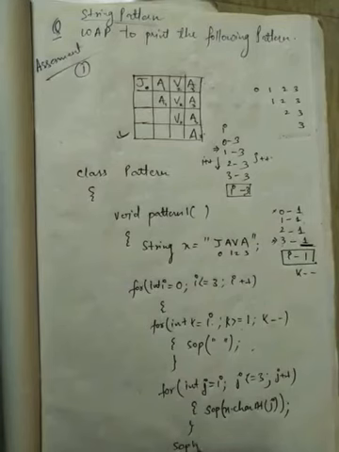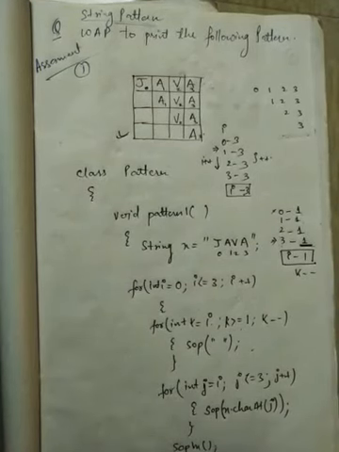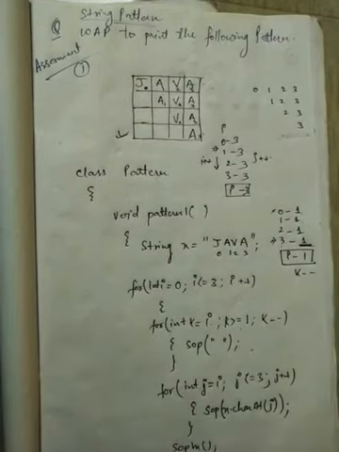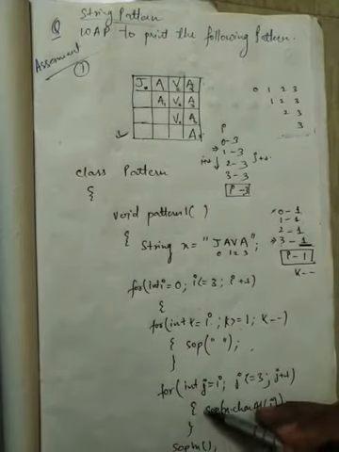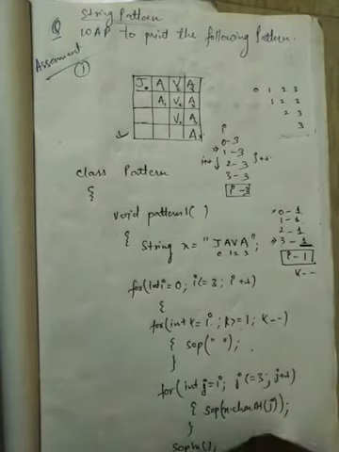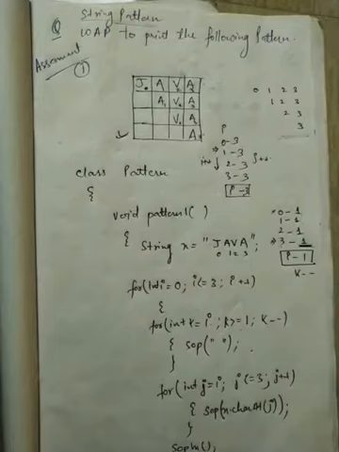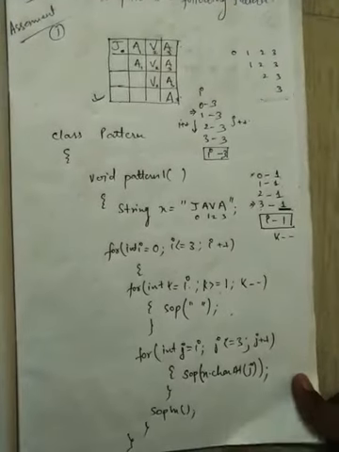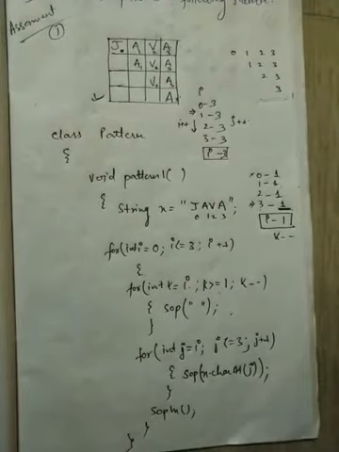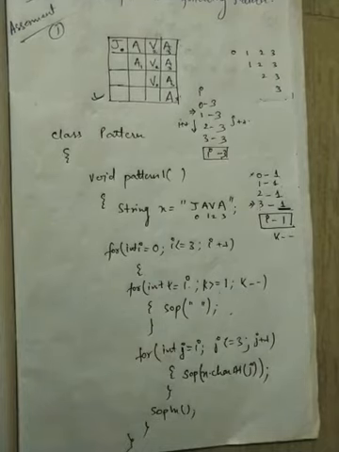And then System.out.println, then close the for I loop and then close the void pattern1 method. So void pattern1 is closed. Understood? This is how you do question number 1. Okay, the next one we'll see.